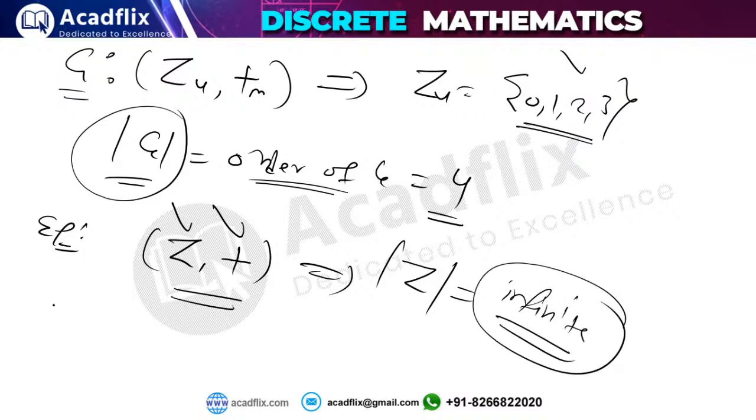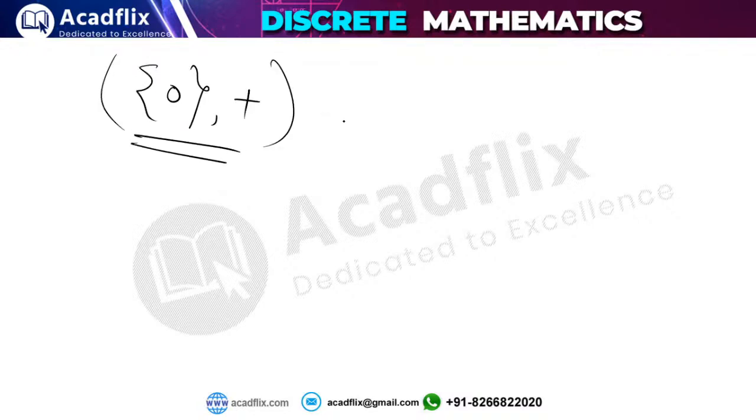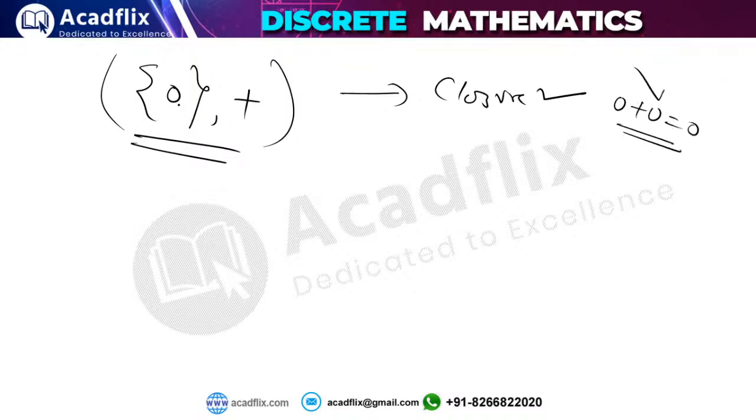We can take more examples. This is your base set and this is your addition operation. First of all, this is a group. You can check. In the base set we only have 0. Why is it a group? Because the closure property is satisfied: 0 plus 0 is equal to 0. When you take 2 elements and apply this operation, the result is also present inside the base set. So the closure property is satisfied.